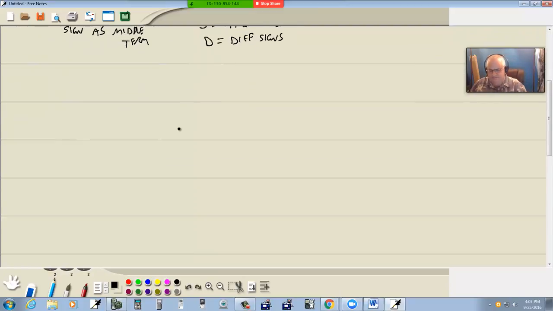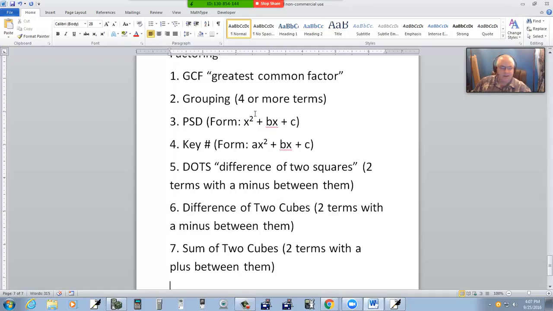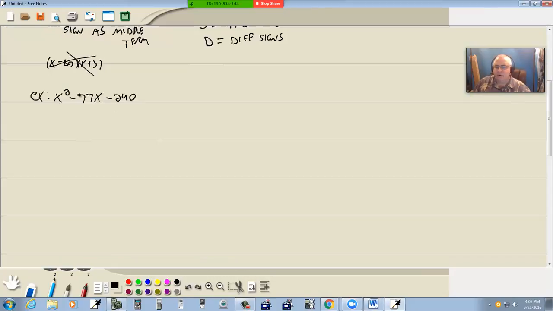Let me show one more of those. Okay, we've got x squared minus 77x minus 240. Let me double check that. Okay. Now, GCF, there isn't any. Grouping is 4 or more terms, that didn't fit. PSD, x squared, x, no x, and there's no number in front of x squared. That fits. So PSD again. We're going to take our number at the end, ignoring signs. So we've got 240.